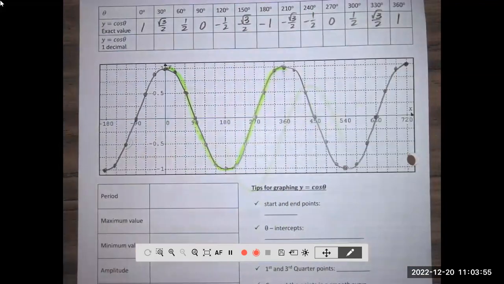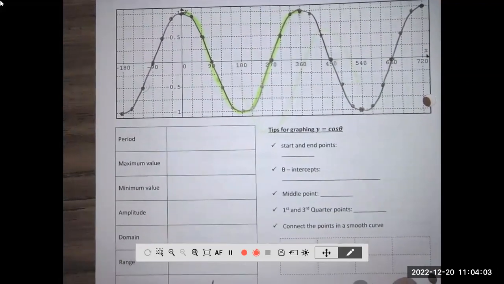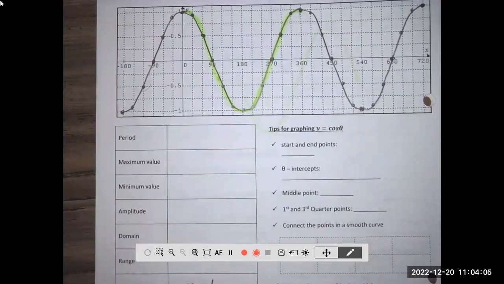Has everyone finished graphing, or do we need more time? Would anyone like more time? Yes? Okay. Can you let me know when you're finished, please? And then we'll fill in this info.